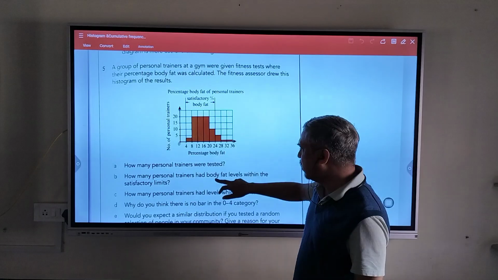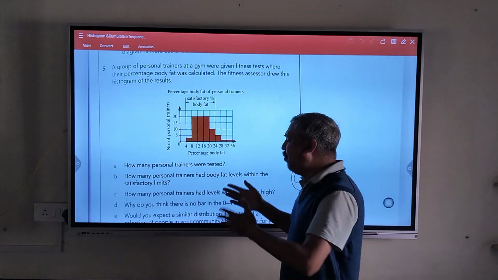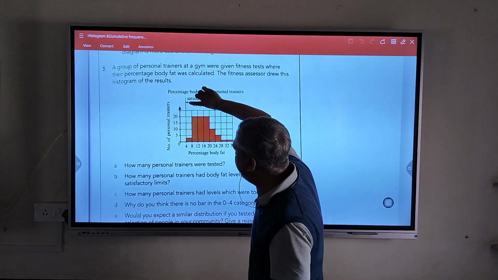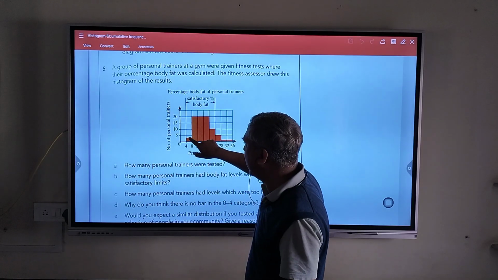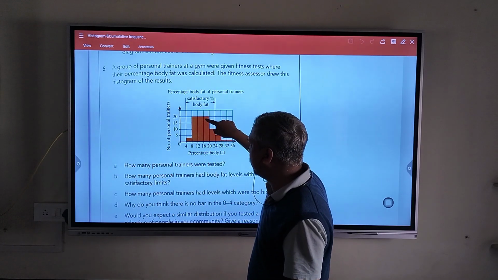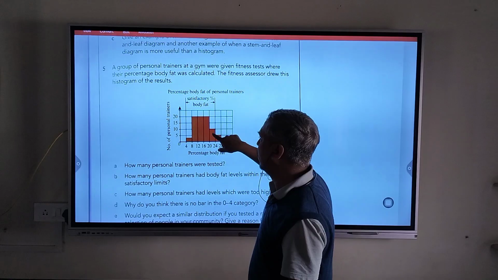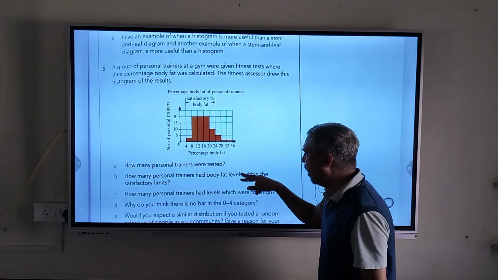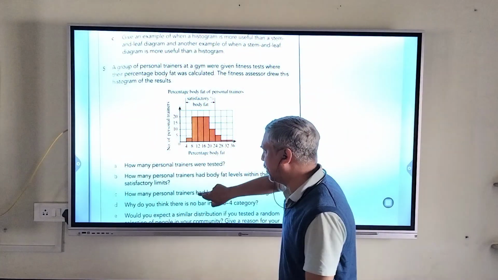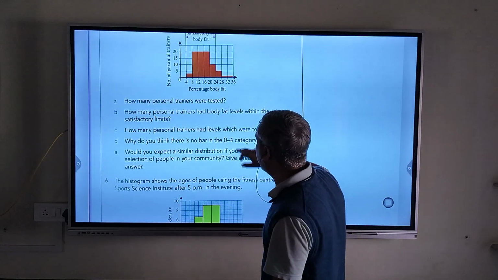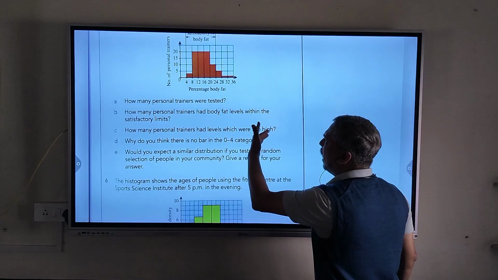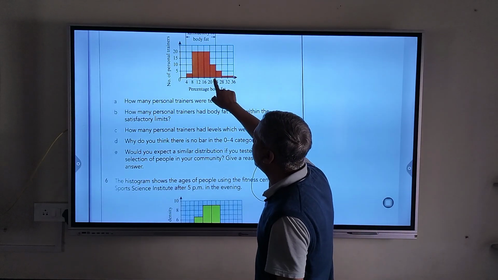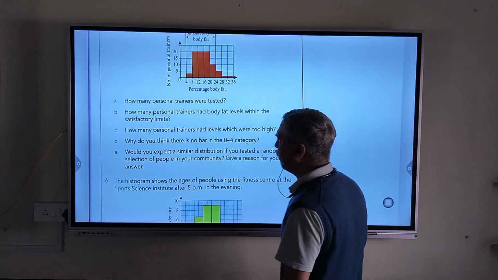How many personal trainers have body fat within the satisfactory limits? Within the satisfactory limit is 3 plus 20, 20, 20, 63, plus 10 is 73. So 73 personal trainers have body fat within the satisfactory limits. How many personal trainers had levels which were too high? 7 of them. 5 plus 1 plus 1, 7.